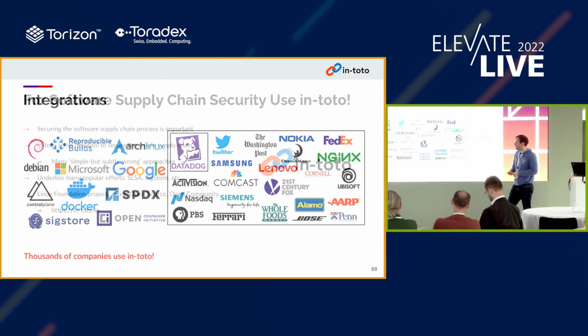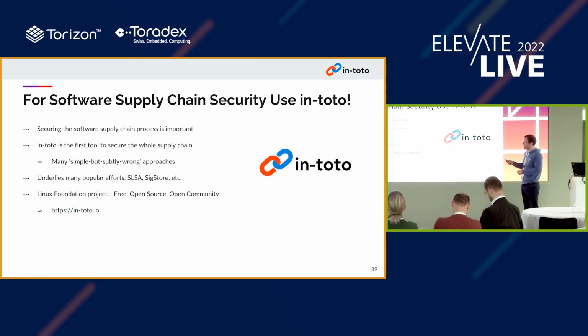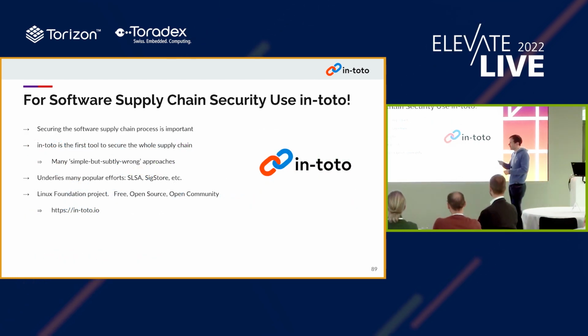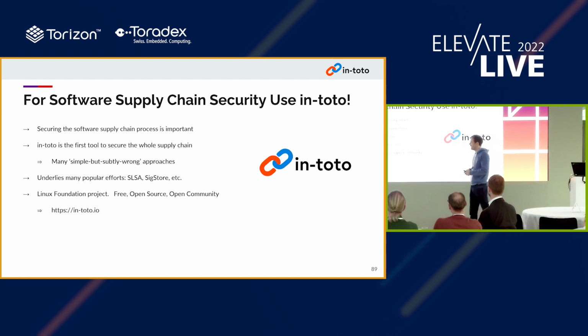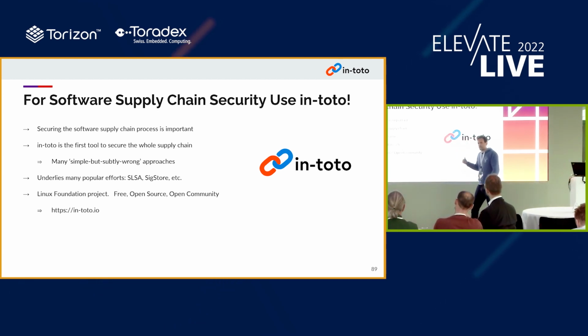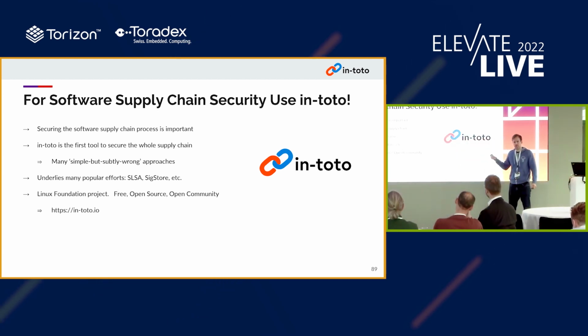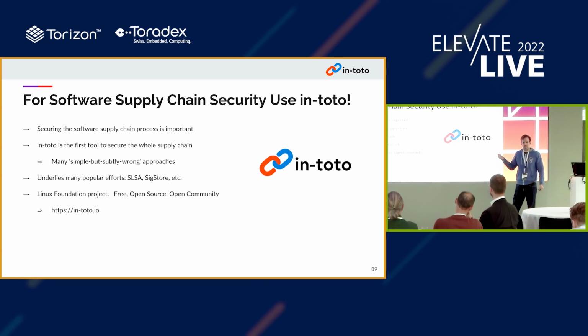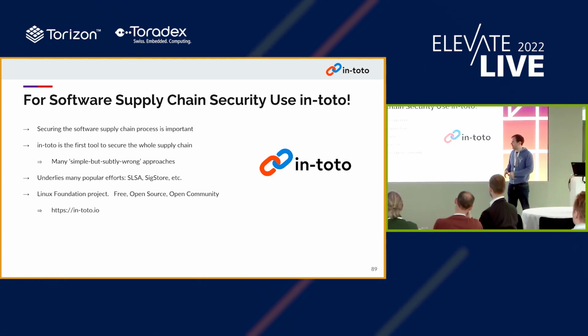Okay, so for software supply chains, use in-toto. Securing the whole software supply chain is important. This is the first tool to secure the whole software supply chain. I think we released the first version of this in 2017 publicly, or at least I think we had our first adoption release around that time.